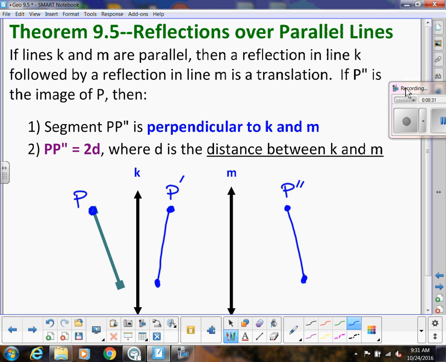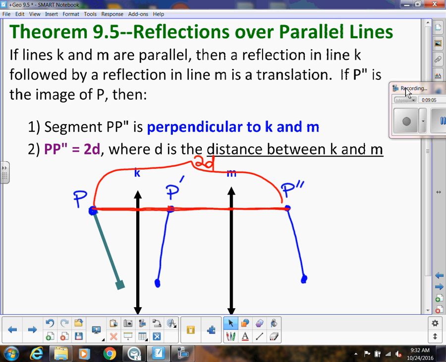So first of all, segment P, P prime. If I connect P to P prime, P double prime, it is perpendicular to both K and M. And that makes sense, right? That's how we create a reflection. We always have to find the perpendicular lines. So if these are parallel, then all those perpendicular lines will be the same. And then the distance from P to P double prime will be 2D, where they're considering D the distance between the two parallel lines.